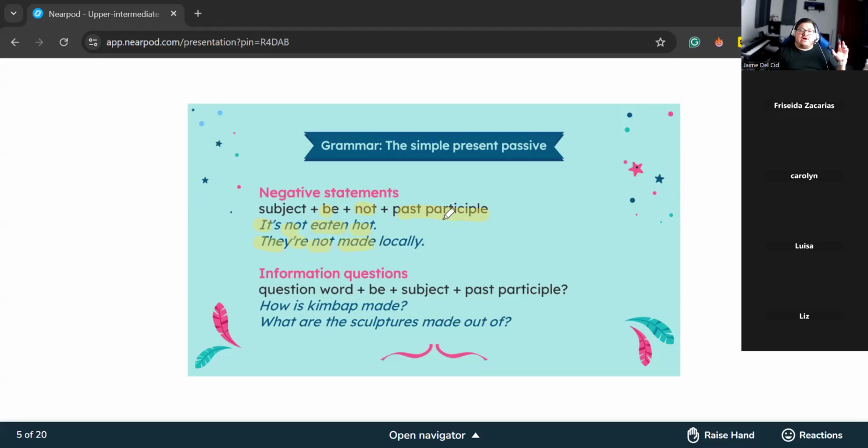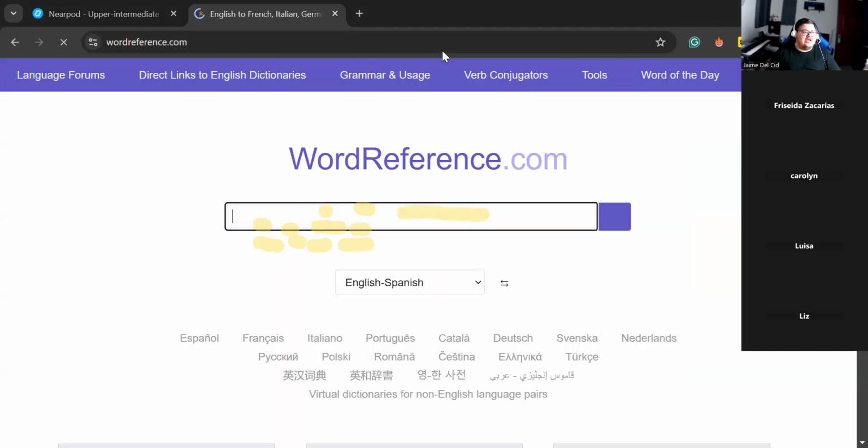made. Okay. So I want you to be very ready to look for the past participle of verbs. Maybe you're not entirely sure of the verb. I will encourage you to look for it. Okay. So let me give you an example. If you use the dictionary that I normally recommend, which is wordreference.com, you will see something very peculiar.